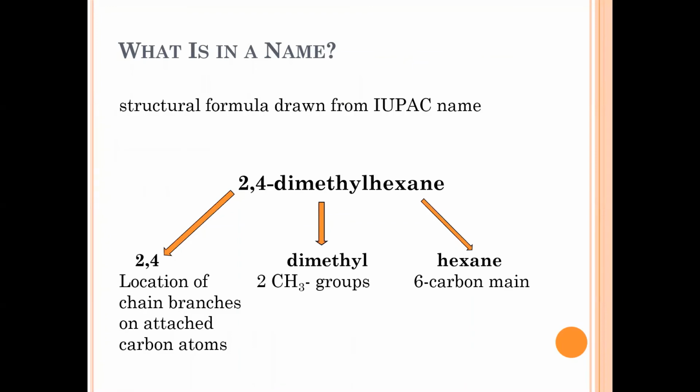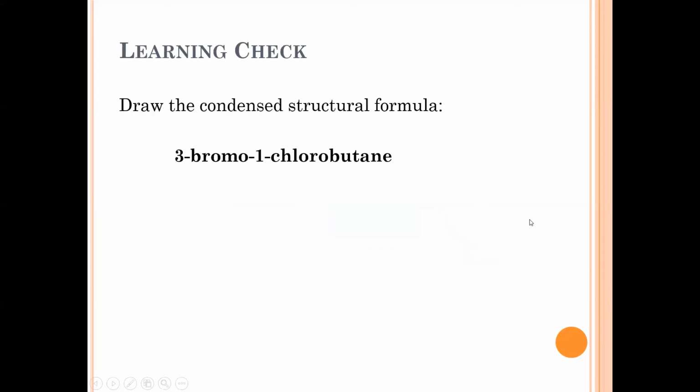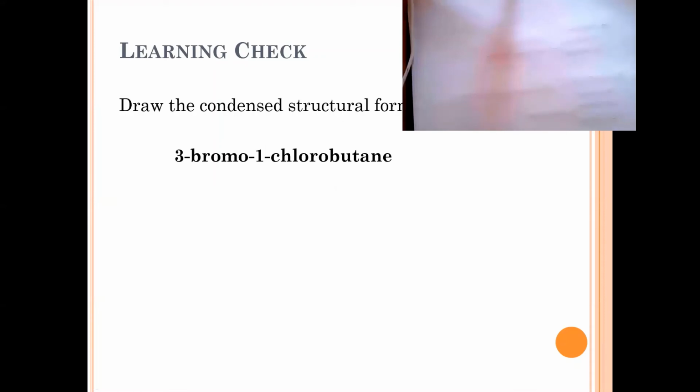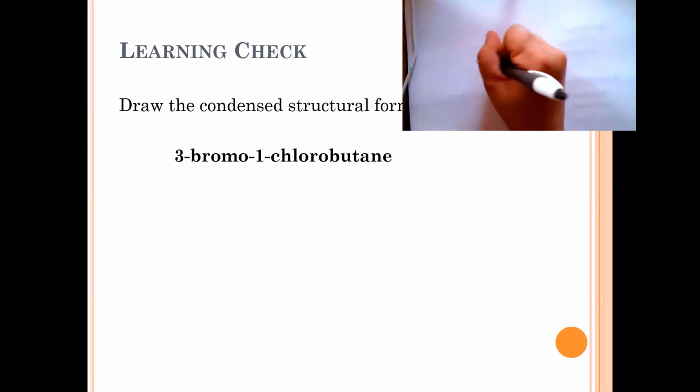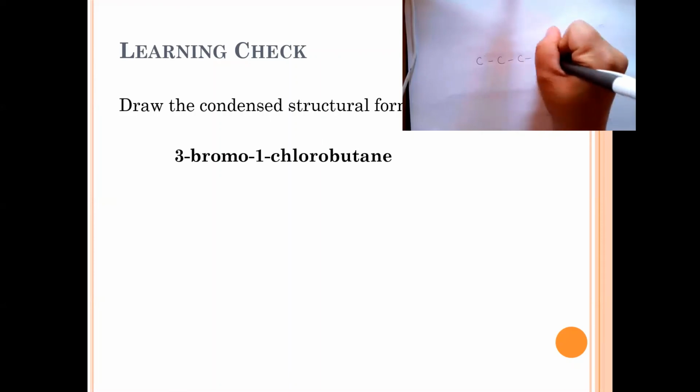If we're taking apart a name and drawing, just remember this 2,4-dimethylhexane. Here, 2 and 4 are the location of the branches. There are 2 CH3 groups at those positions, and hexane means it's the 6th carbon. So let's take apart some names and draw them. The first one is asking you to draw a 3-bromo-1-chlorobutane. The first thing we want to do is go with the base name. Butane means 4 carbons, 1, 2, 3, 4.